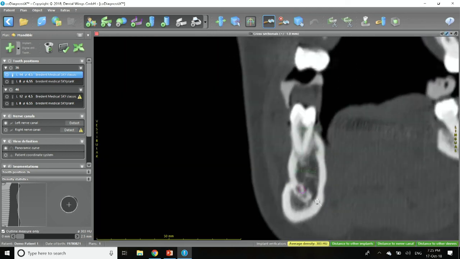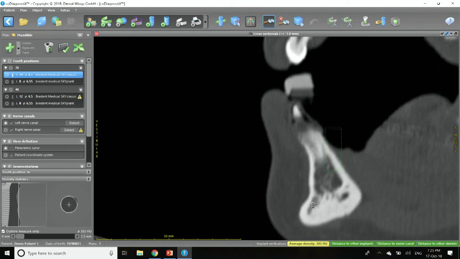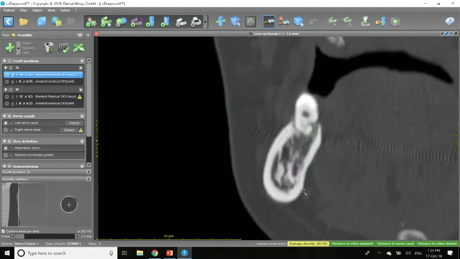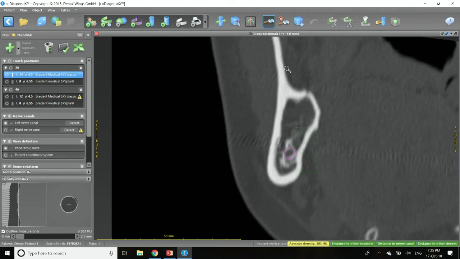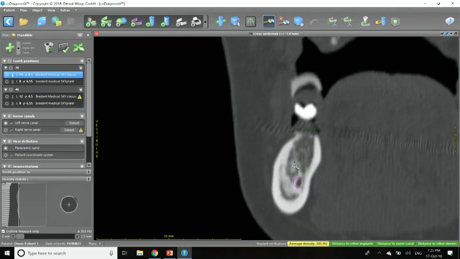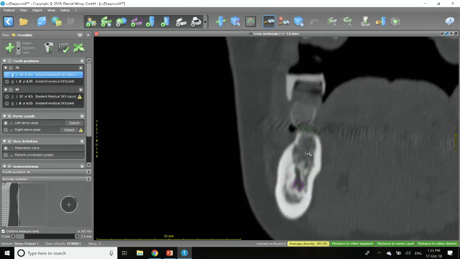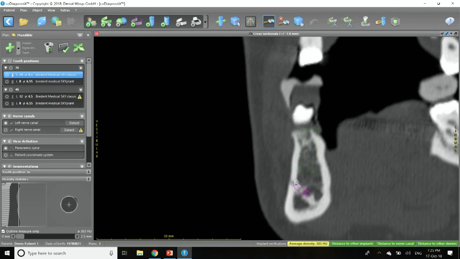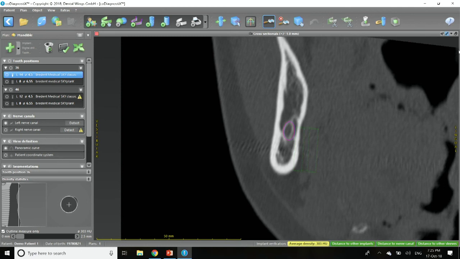So we're going to trace, for example, here, that's your mental foramen coming through and then coming all the way backwards. And that's the ramus. Ramus, inferior alveolar nerve, and there's our 3.7 tooth. And there is here your mental foramen. I hope that gives you an idea.